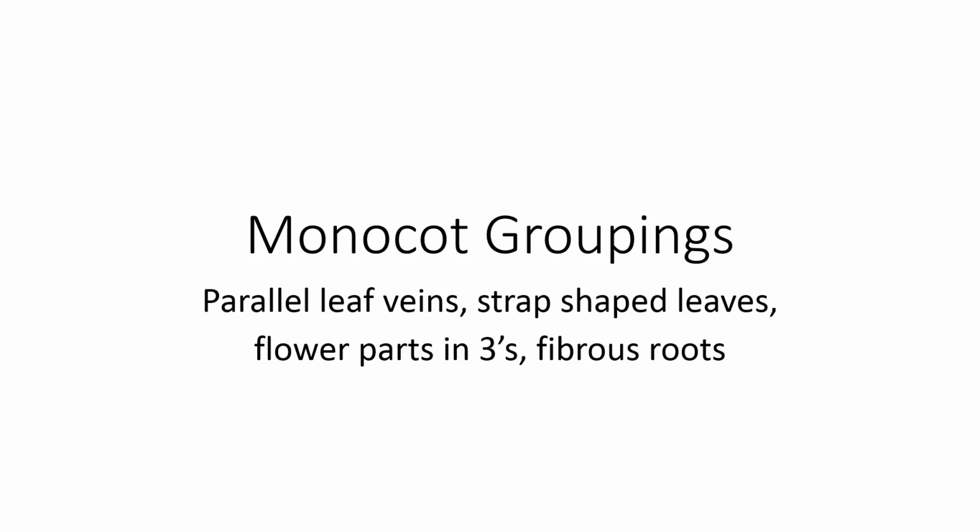We're going to look at the groupings of monocots. Monocots are classified with parallel leaf veins. They have strap-shaped leaves for the most part. The flower parts are in threes, and they have fibrous roots. When we look at these, we're going to look at a bunch of different orders within the monocots, and they all tend to have very similar groupings within each order.